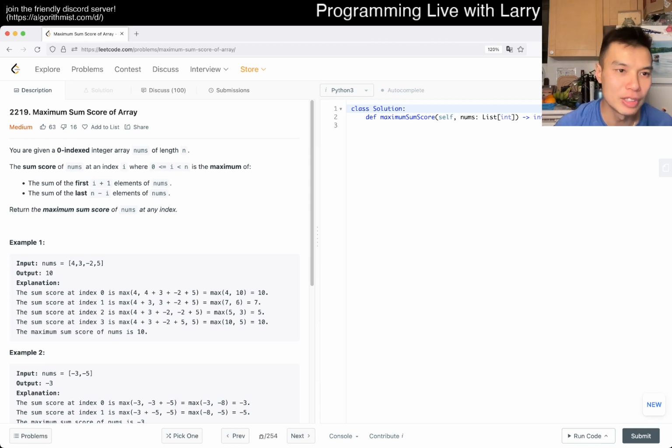Yeah, 2219, Maximum Sum Score of an Array. A medium problem. Let's take a look at it. All right, so you have an array of length n. The sum score of nums at index i is the maximum of the sum of the first i plus one elements of nums and the sum of the last n minus i elements. What does that mean? All right, let's see. The sum score at the index is 0, 4 plus 3. Okay, so it's just the prefix of this and then the suffix, right?